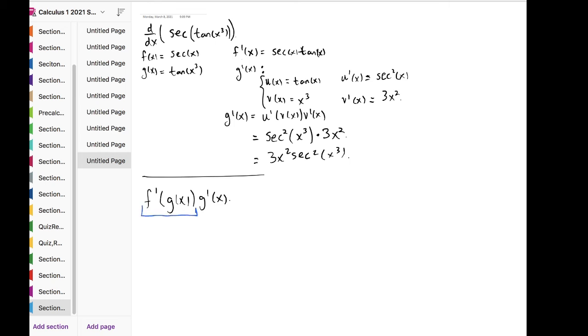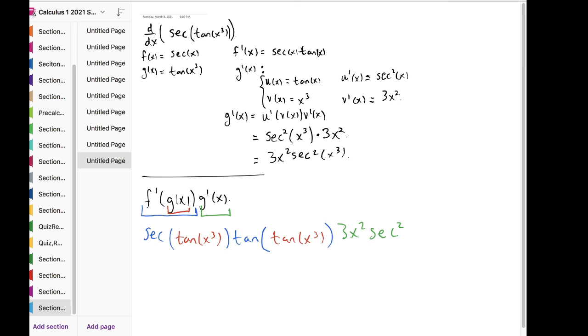Again, this is why understanding composition is important. Correct, yeah. So it's secant, so wherever you plug in the x, that's where you plug in g of x. And then multiplied by g prime, which is this thing we found here. Okay, so that's your derivative.